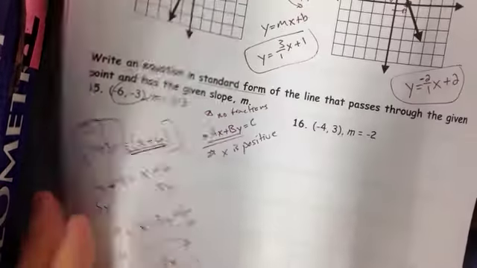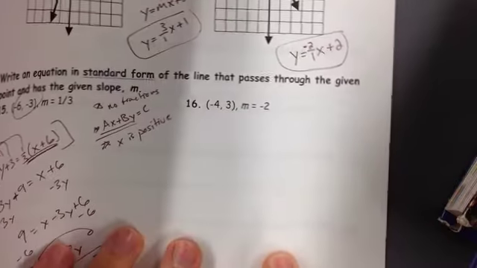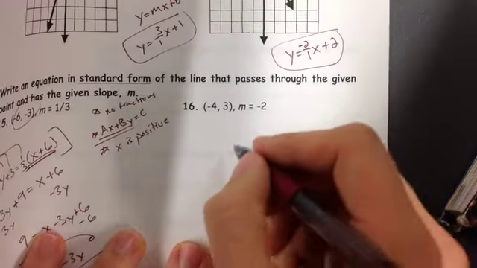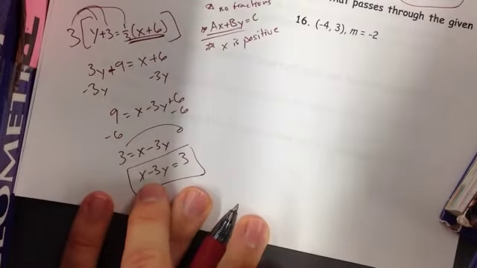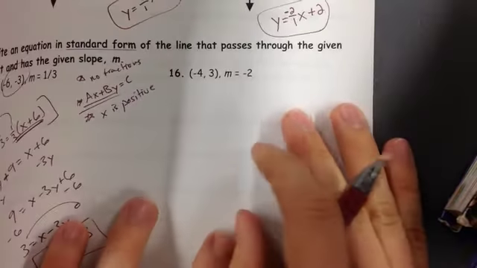We'll show you one more time. Again, it's probably going to be multiple choice on that test, so don't worry too much about this. You're going to have to be able to pick it out. It should look like this: no fractions, x positive, and your point should work in the line.